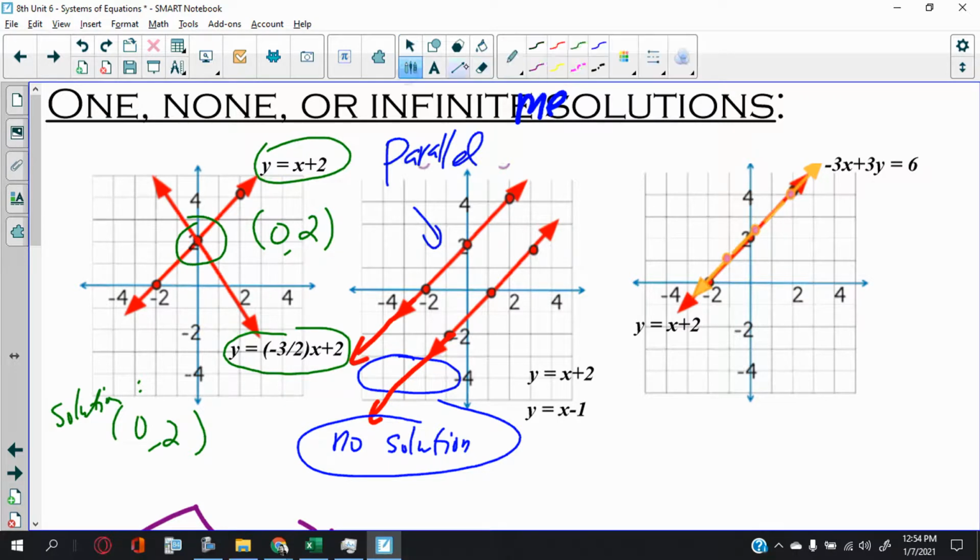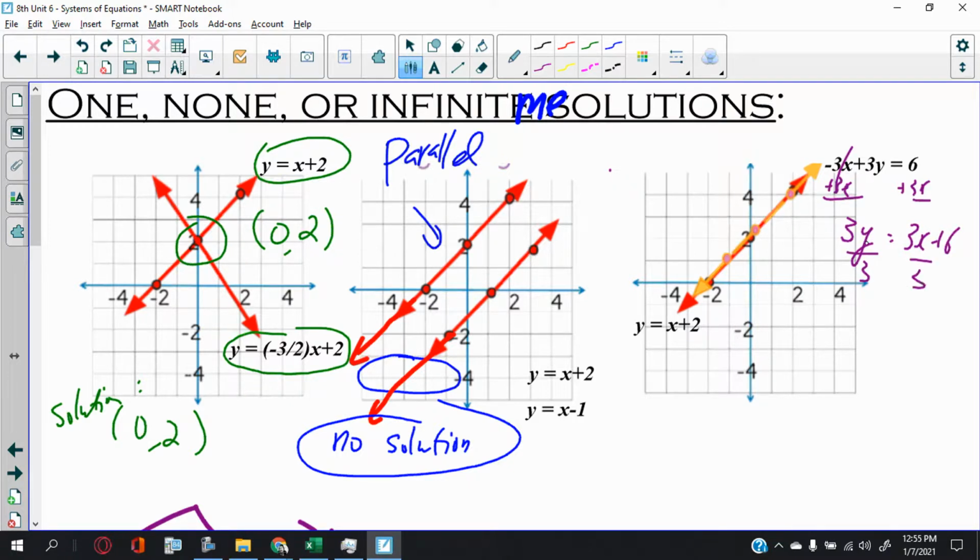Now, some of you might say, well, Mr. Ring, that's not true. These aren't the same equations, right? But you'd be wrong. Why? Because if you convert this one from standard form to slope-intercept form, it's the same equation. So what do you do, right?